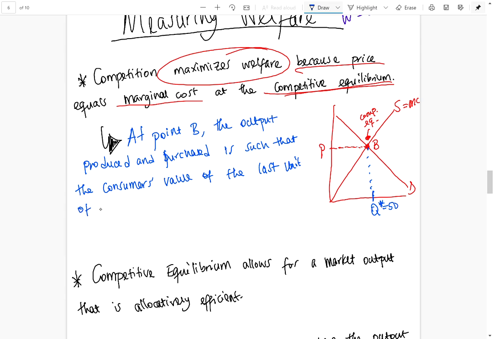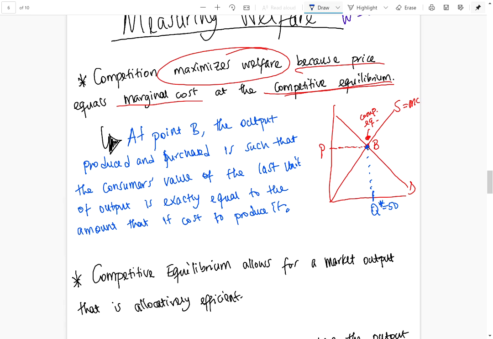of output is exactly equal to the amount that it costs to produce it. In other words, the minimum amount that the producer is going to accept for this good is exactly equal to the value that the consumers are willing and able to pay for this 50th unit. So the gain at this unit for the consumer is equal to the gain at this unit for the producer. We're in equilibrium, in stability here.